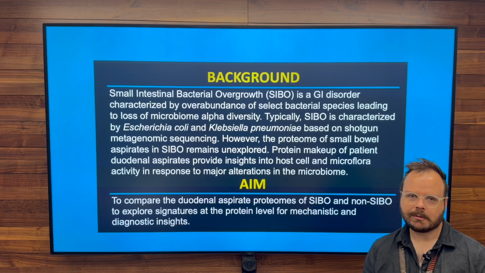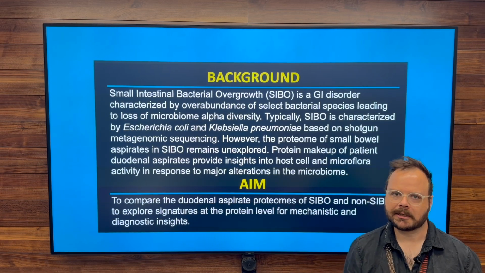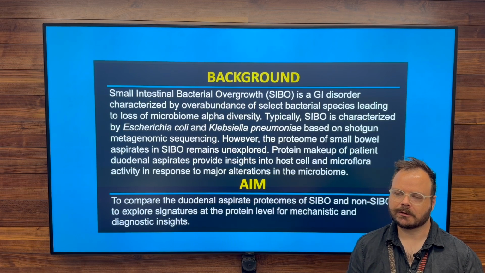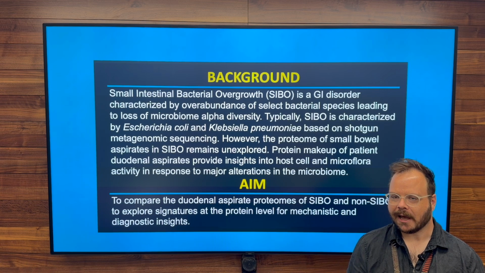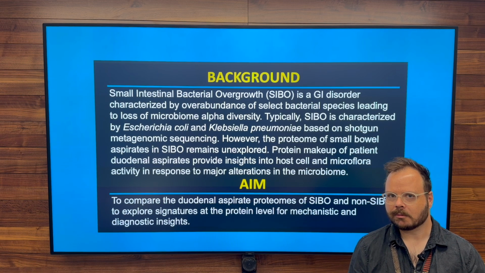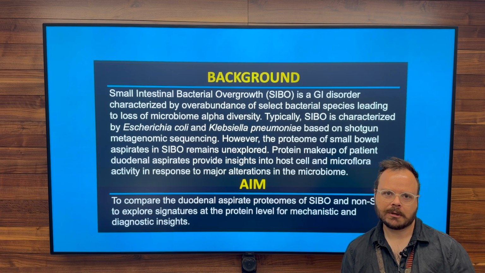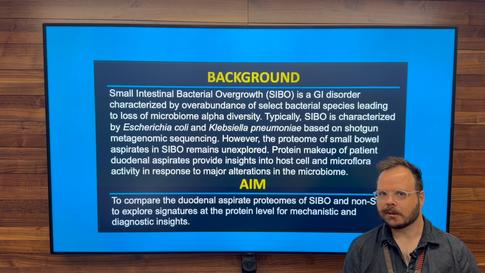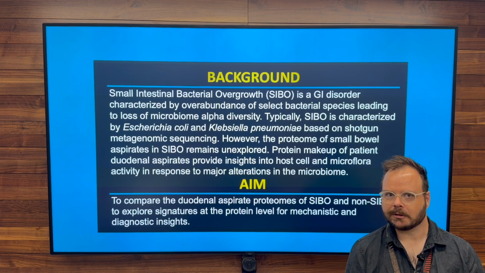So I'm looking at SIBO, which is small intestinal bacterial overgrowth. It's a GI disorder which occurs when you have certain select species that are overabundant. People have looked at the sequencing, genomics of SIBO, but nobody's really explored the proteomics of SIBO. So we're going to look at the protein makeup of people with or without SIBO and see what sort of diagnostic or prognostic markers there are there.